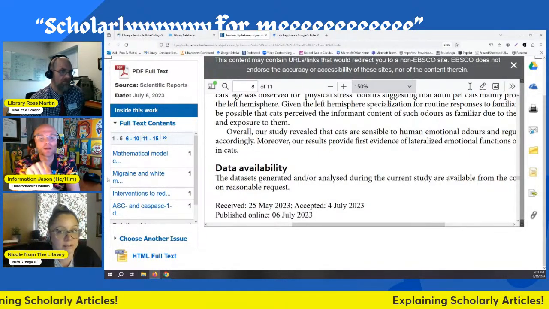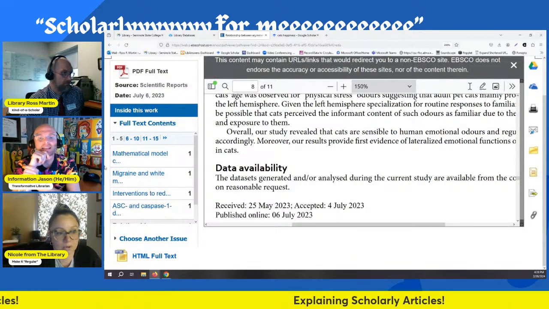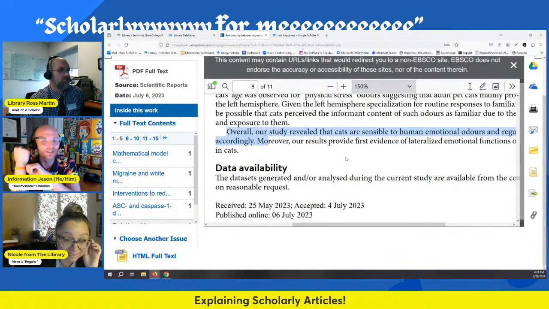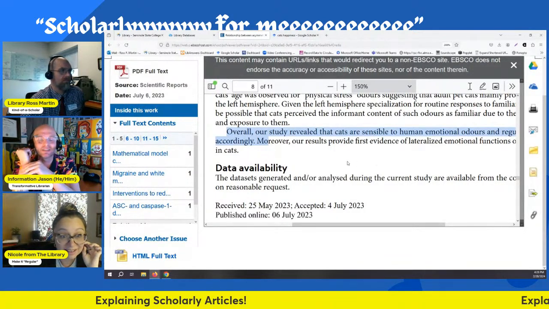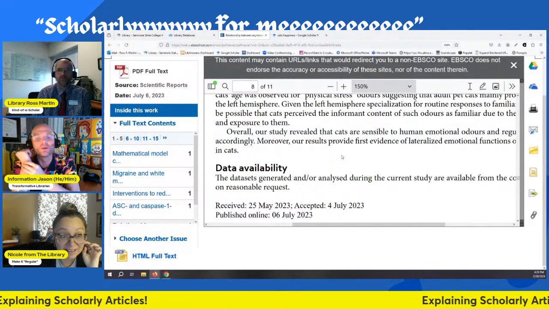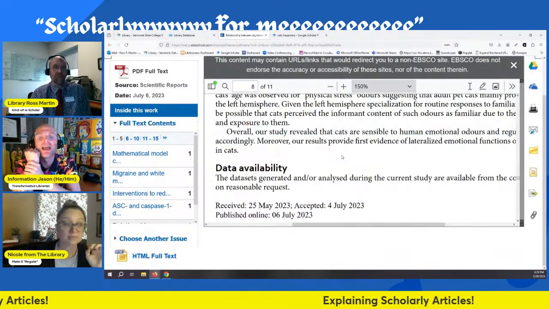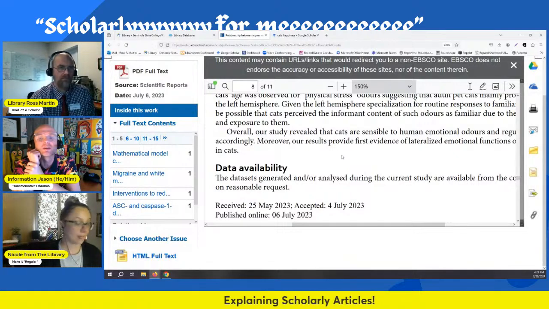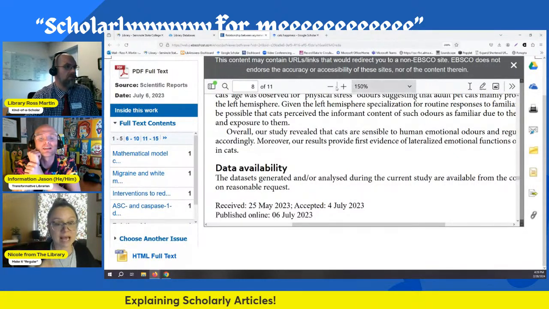And just to wrap it up, there it is. Overall, our study revealed the cats are sensible to human emotional odors. Now, you have to deduce what that means. That's very subjective. I still don't know what an emotional odor is. And then what does it say? Pheromones. Regulate? Is that what it is? I can't see it, you're guessing.